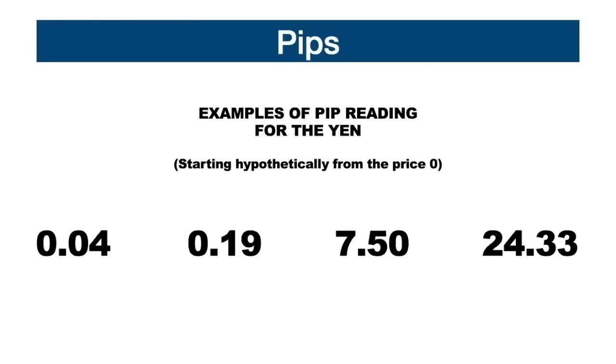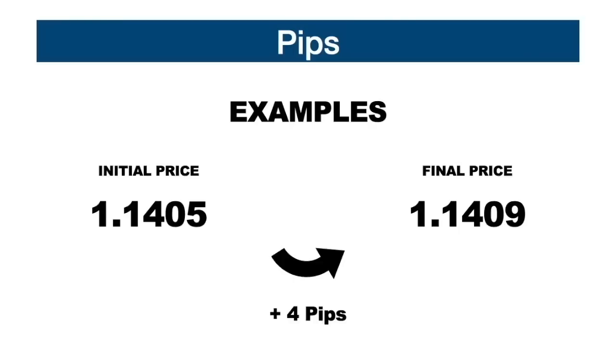Now let's see some examples for the Japanese yen. In this first example we have a total of 4 pips. In this second example we have a total of 19 pips. In this third example we have a total of 750 pips. In this fourth example we have a total of 2,433 pips. Let's see some practical examples to calculate the variation of pips from an initial price to a final price.